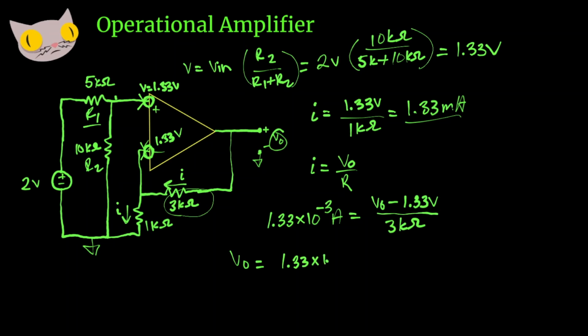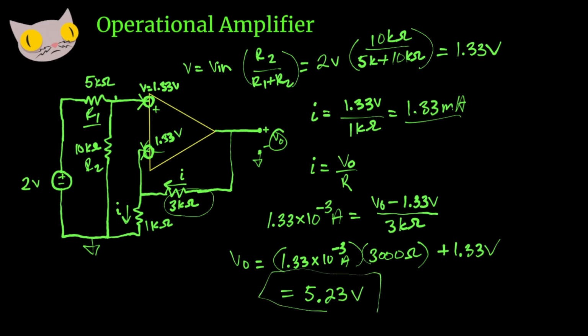And if we rearrange, Vout is going to be equal to 1.33 times 10 to the negative 3 amps times 3,000 ohms plus 1.33 volts. And that gives us about 5.23 volts as our output.